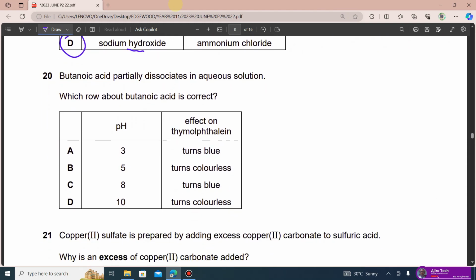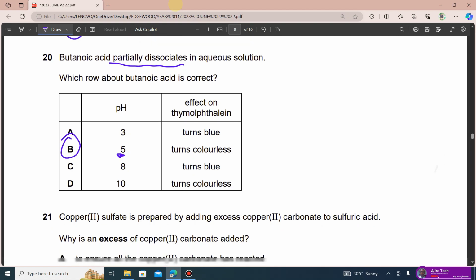Butanoic acid partially dissociates in aqueous solution. Which row about butanoic acid is correct? So for something to partially dissociate, it means it's a weak acid, and that means the pH has to be quite close to the neutral in terms of the acidity. So look at this, B is closest to the neutral position from the acidic point of the pH scale.